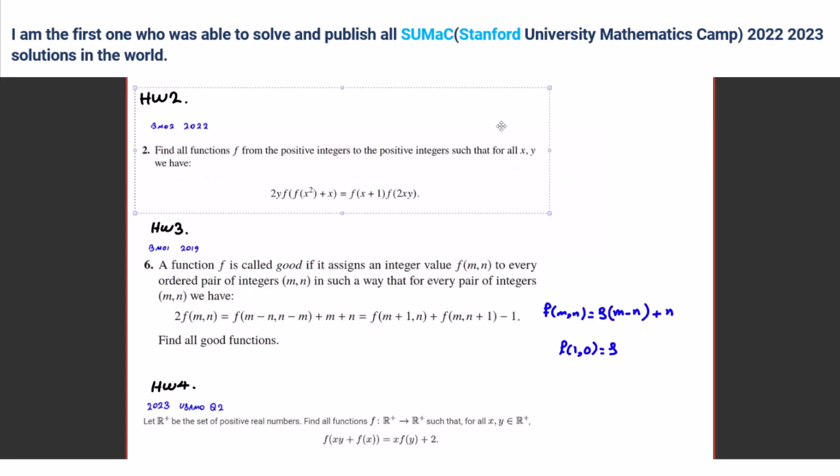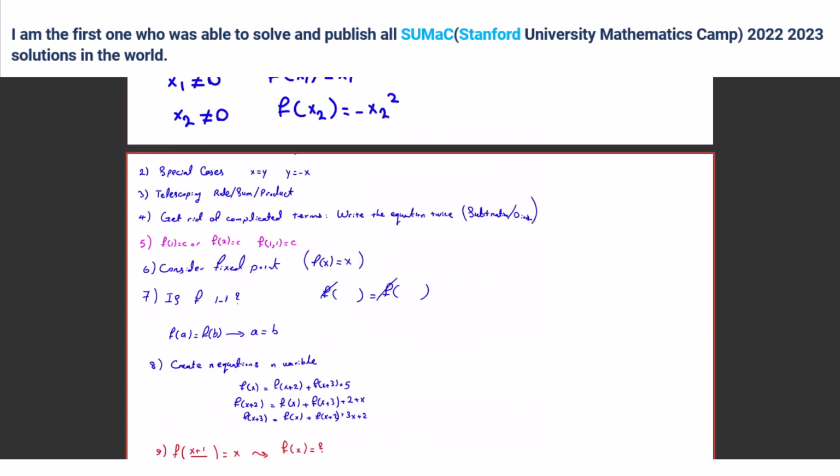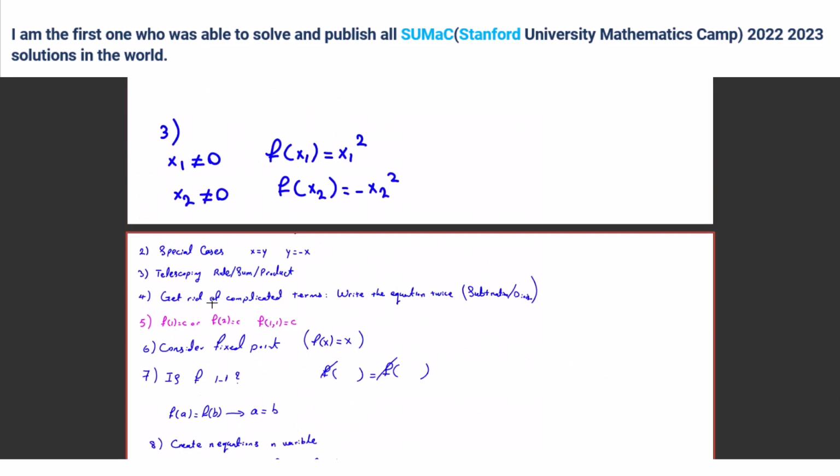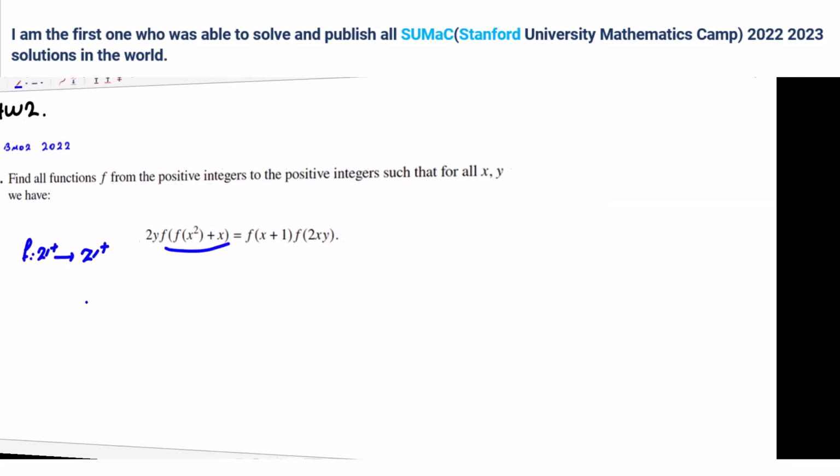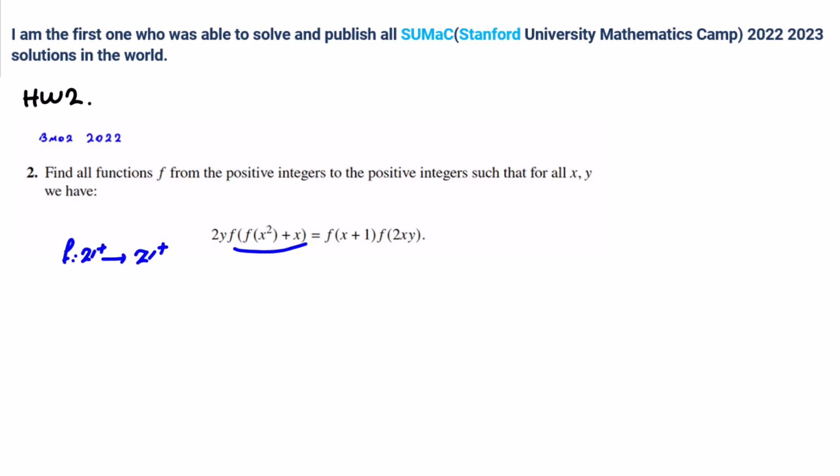And I told you when we have a complicated term, try to do what? Try to get rid of the complicated term. Here we should focus on this part. How can we get rid of this complicated term? Try to find some substitution. You should write two equations. One equation is the main equation. You should write another equation to be able to cancel the complicated term.